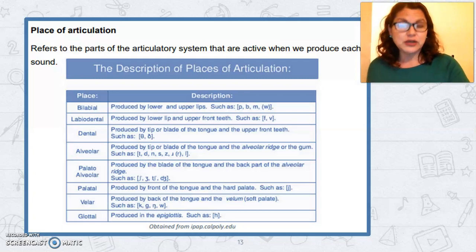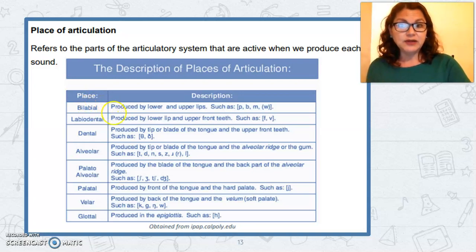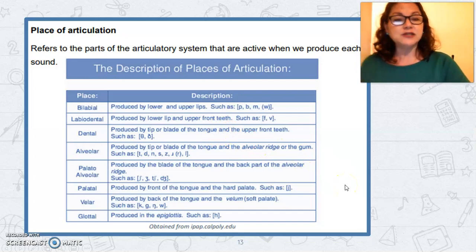Place of articulation refers to the parts of the articulatory system that are active when we produce each sound. And we have the places where the sound is produced, for example, bilabial, labiodental, dental, alveolar, palatal, velar, glottal, okay, and you can see this chart to see the places of articulation.